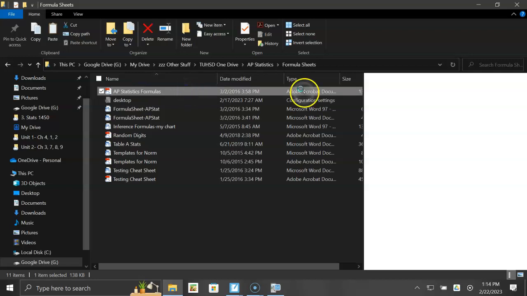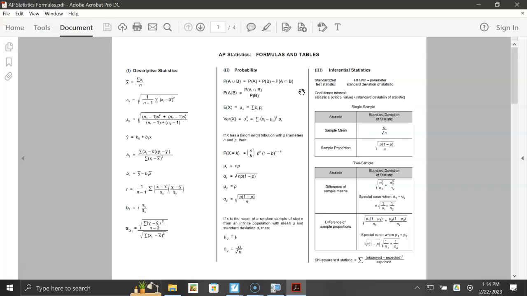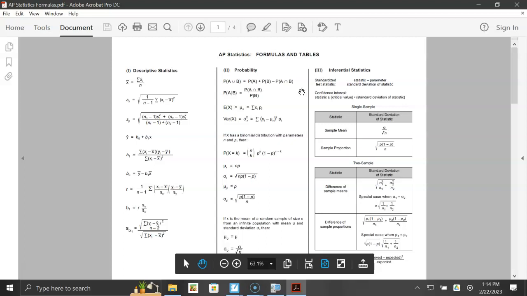Formula sheets. Pretty sure it's in here. It's trying. Struggling, but it's trying.